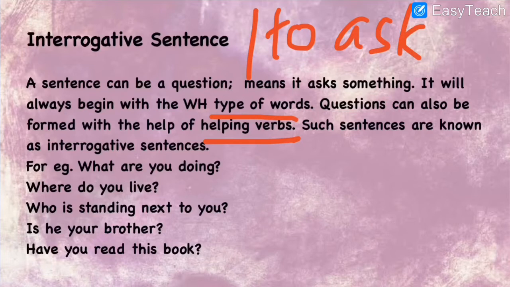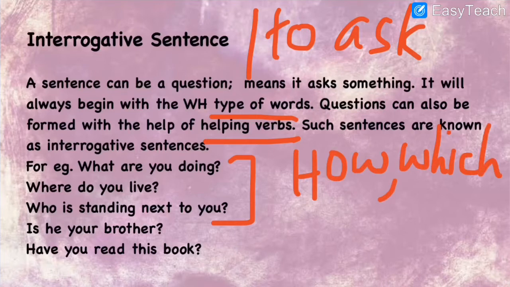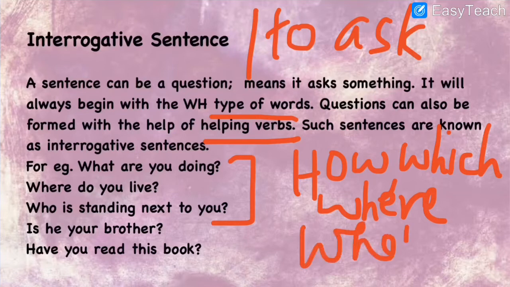Now, you know what the WH type of words are, for example, what are you doing, where do you live, who is standing next to you. And there are others here. You have what, where, who, how, which, when. I will give you a pictorial representation in the end. And your helping verbs will be is, am, are, was, were, all the words that are used as verbs.